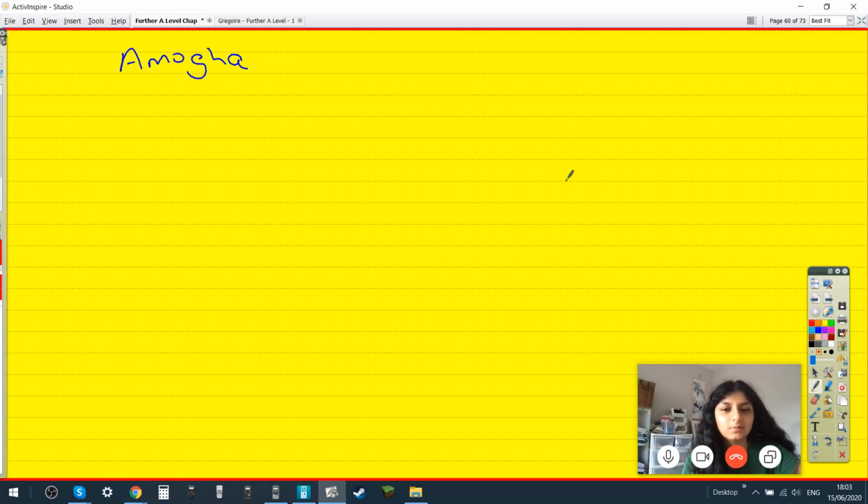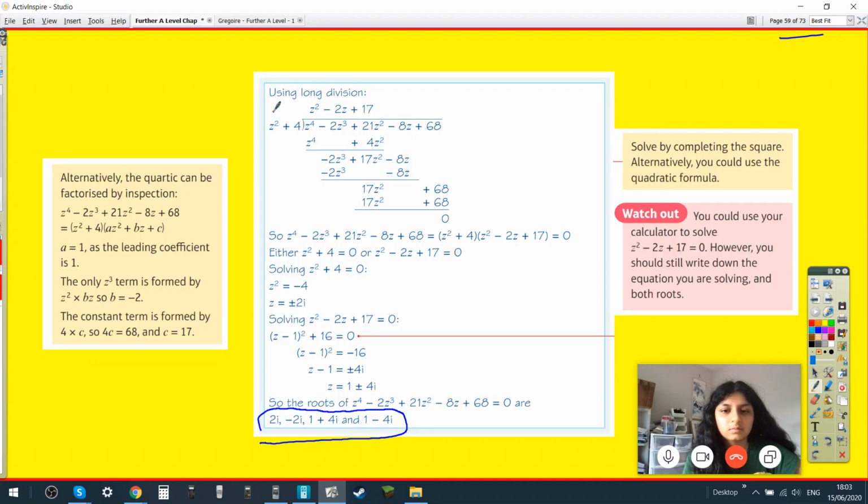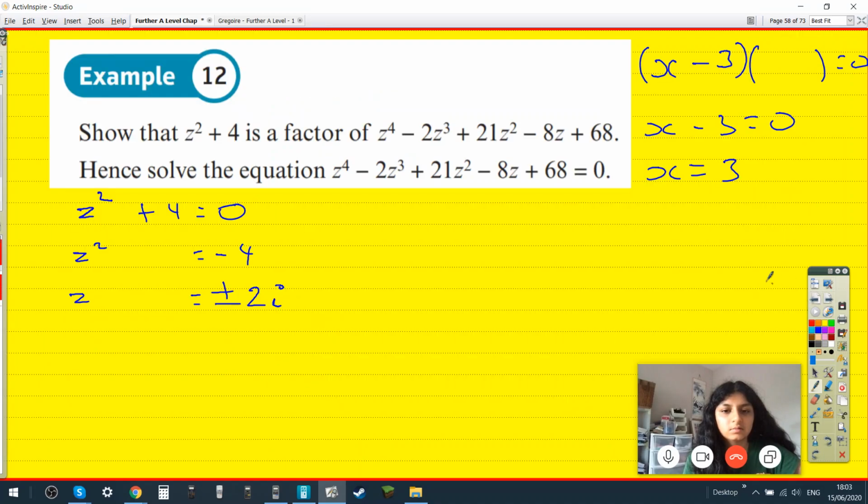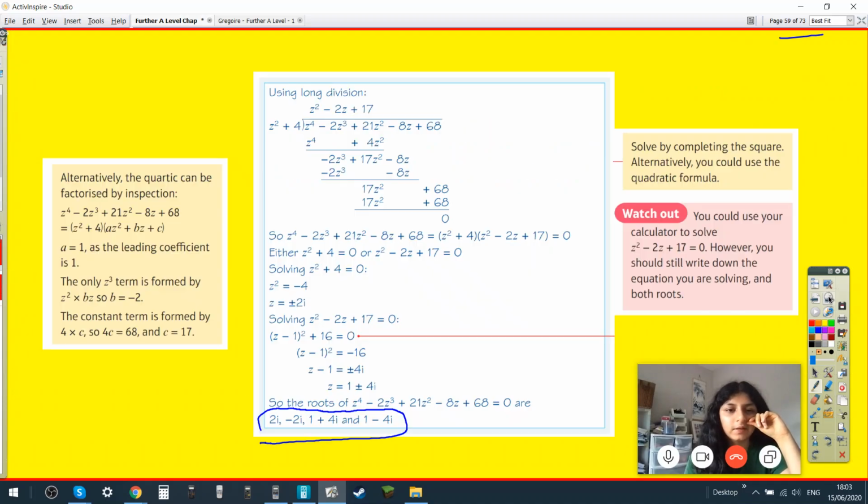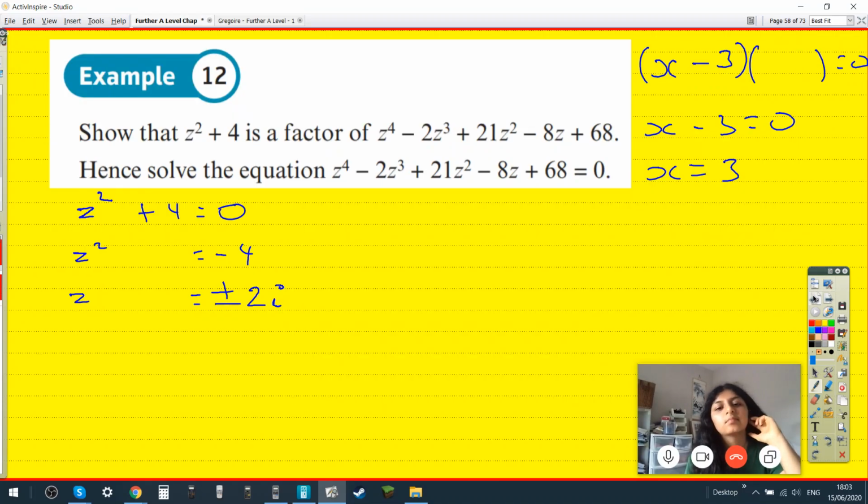So the point of it is, if you have to find the remainder of something divided by something else, the quick way is you make it equal to 0, you get the root, and then you sub that in, and whatever the answer is, that's the remainder. The special case is if the remainder is 0, then that's the factor theorem. Okay. That shows it's a factor. So it's just a quicker way of, instead of having to do long division, make it equal to 0, solve, sub in.